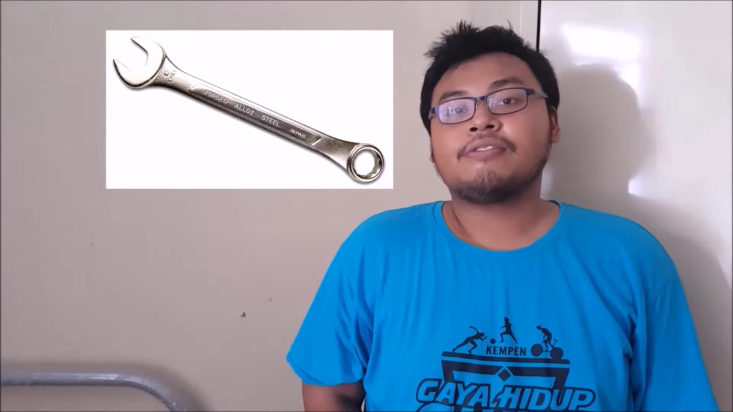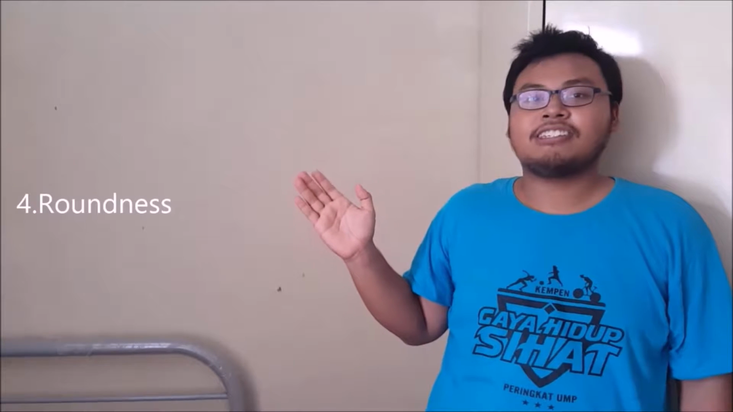Spanners come in various types, such as open-end spanner, combined spanner, and adjustable spanner. Our group will choose a combined spanner with a size of 14. So, why did we choose the spanner? Because the spanner fulfills the specs for this project, which are linear, angular, surface roughness, and roundness.